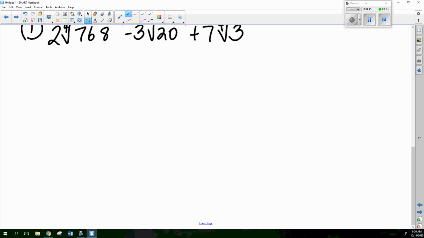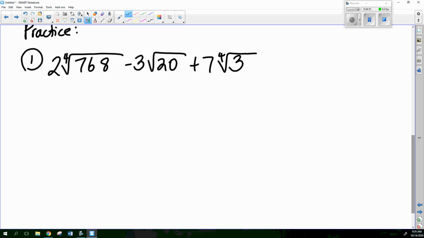So what does that mean? What does it mean to simplify? What are we essentially going to do with that 768? We're going to make it what? Everybody? Hopefully, we're going to make a factor tree. Come on, guys. Factor tree.